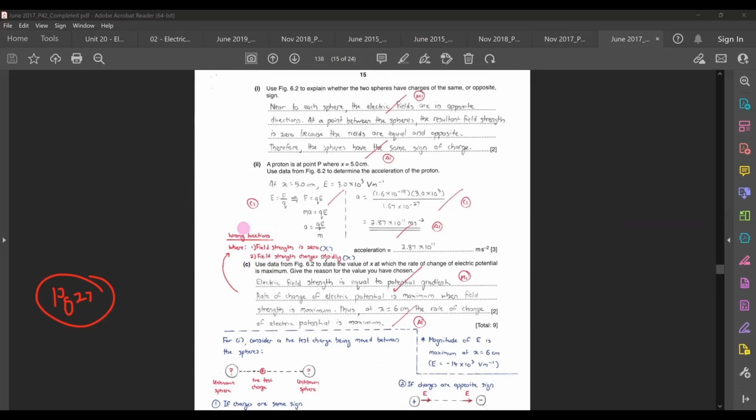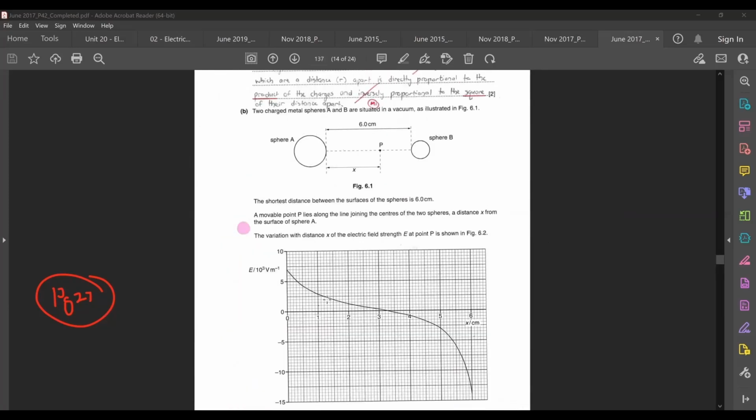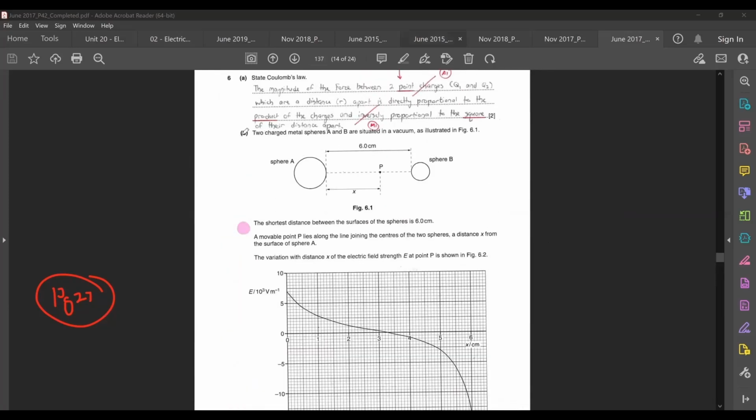Here, what you have is this. Let me just give you a brief idea of the question. You have two charged metal spheres A and B that are situated in a vacuum. The shortest distance between the surfaces of the spheres is 6 centimeters. A movable point P lies on the line joining the centers of the two spheres, a distance x from the surface of sphere A. The variation with distance x of the electric field strength at point P is as shown in the figure below. So this time it is not potential versus distance, but electric field strength versus distance.